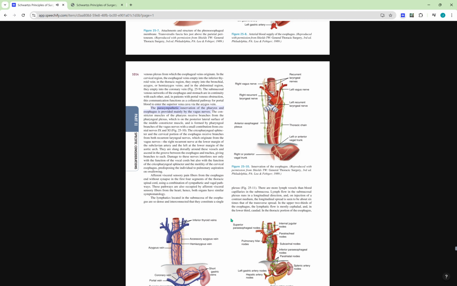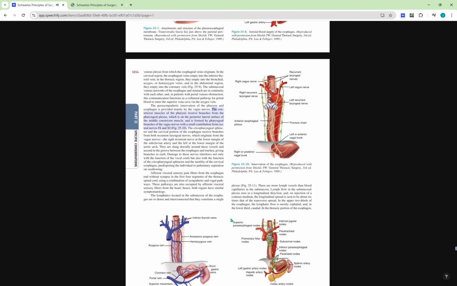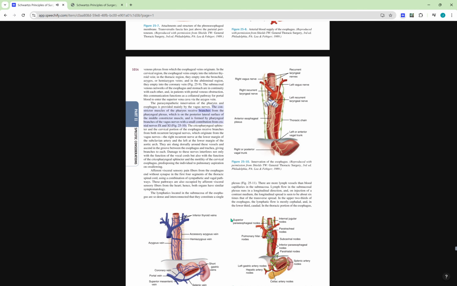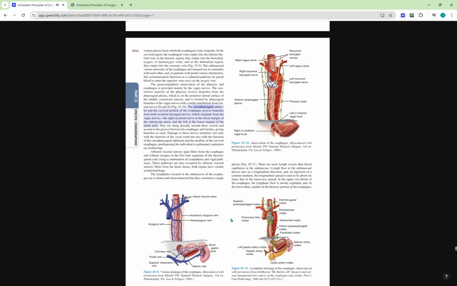azygos vein. The parasympathetic innervation of the pharynx and esophagus is provided mainly by the vagus nerves. The constrictor muscles of the pharynx receive branches from the pharyngeal plexus, which is on the posterior lateral surface of the middle constrictor muscle and is formed by pharyngeal branches of the vagus nerves with a small contribution from cranial nerves 9 and 11. The cricopharyngeal sphincter and the cervical portion of the esophagus receive branches from both recurrent laryngeal nerves, which originate from the vagus nerves.